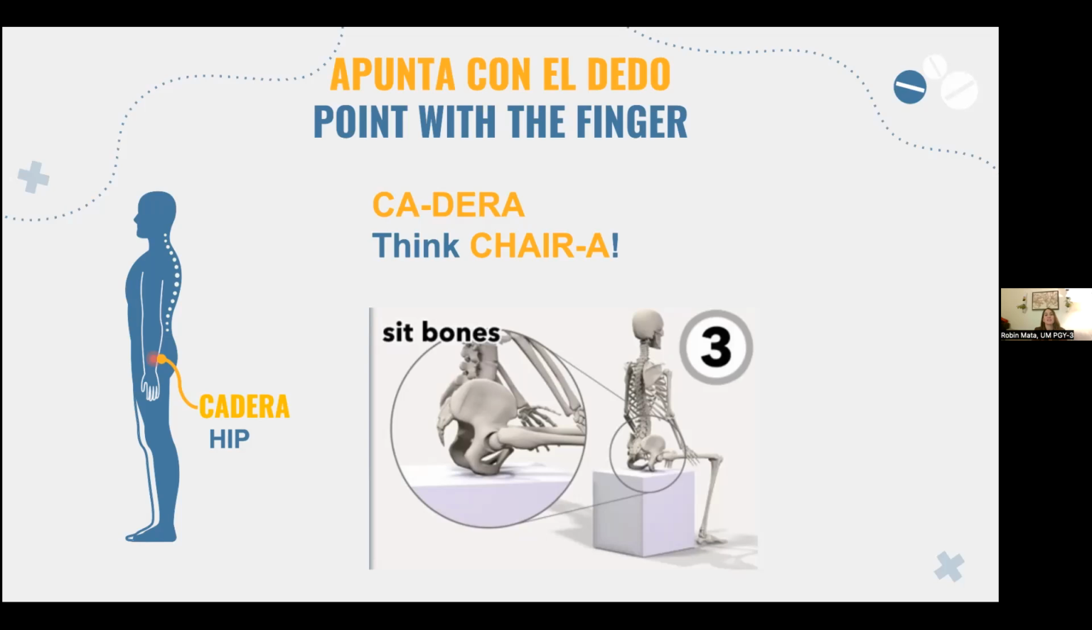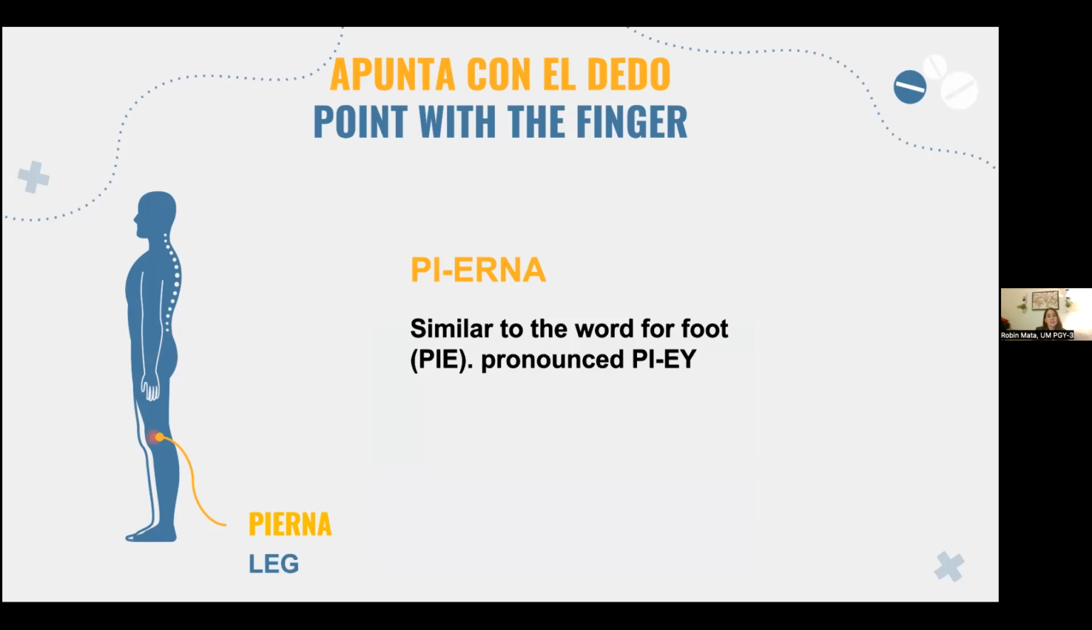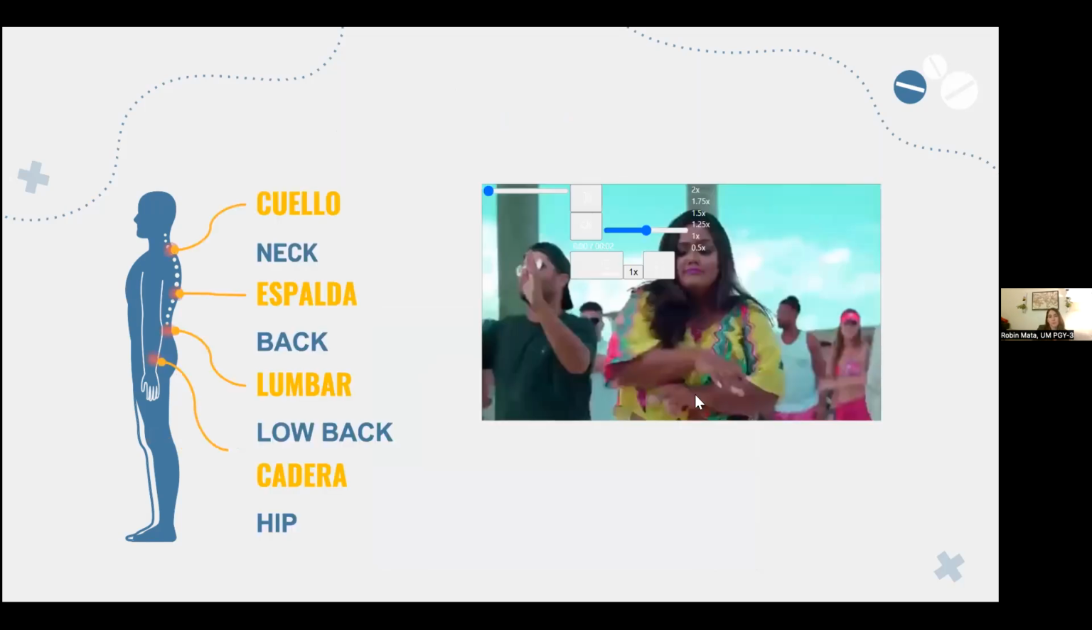Sometimes I like to think of ways that languages are similar to things I already know, just to make it easier to remember. And again, apunta con el dedo. If there's one thing that you take away from this lecture, I really hope it's that. Even in English, point with 1 finger and show me where it hurts. Pierna, apunta con el dedo, te muestran la pierna. Similar to the word for foot, pie, just another way of possibly remembering it. Most people know pie, so pierna.